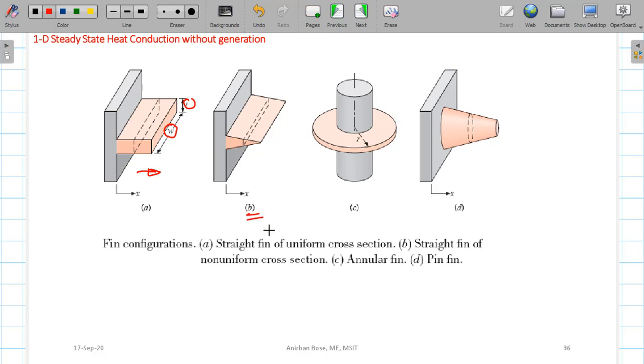In the second figure you can see a non-uniform cross section. Continuously the cross section is decreasing, as you can see. The third figure is the annular fin. As you can see, this is the annular fin. And next, here you can see this is the pin fin. You can see the cross section is gradually decreasing like this. So this is called a pin fin. So these are the different basic configurations of the fins.